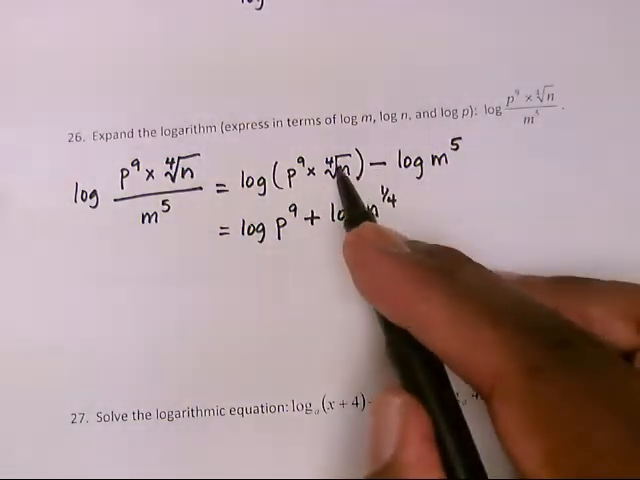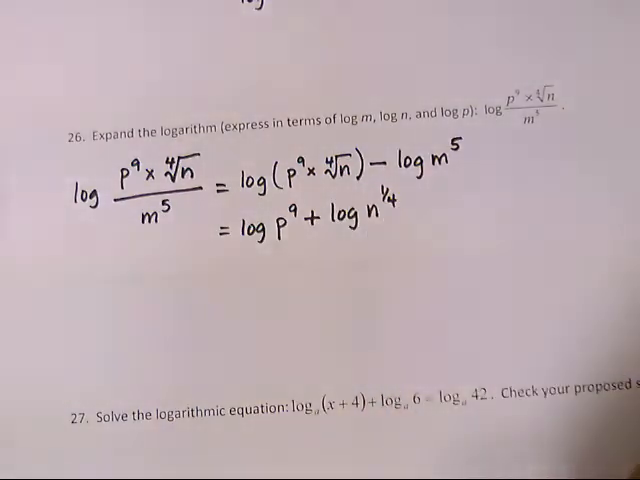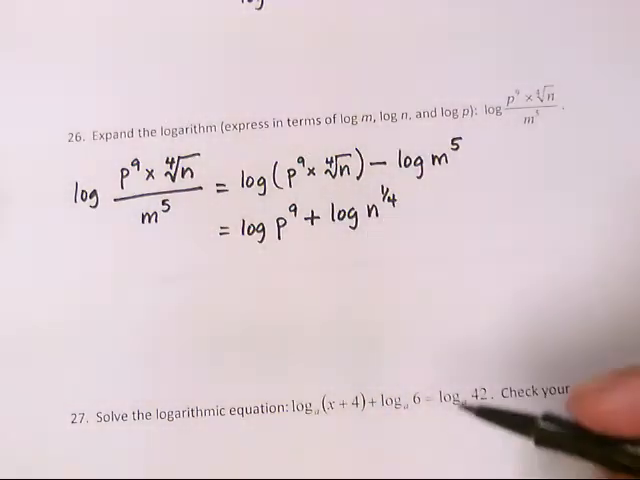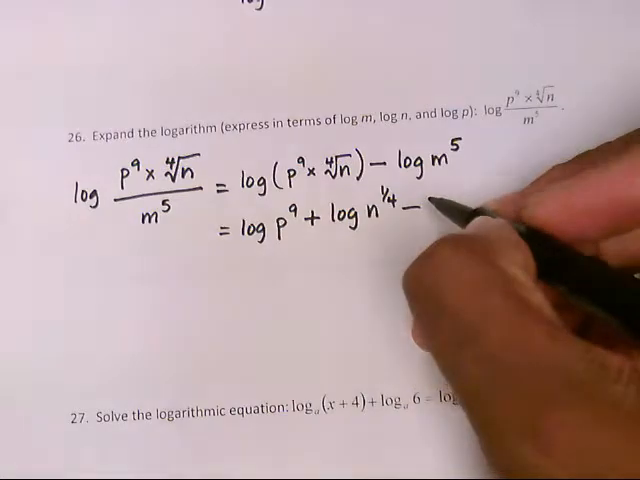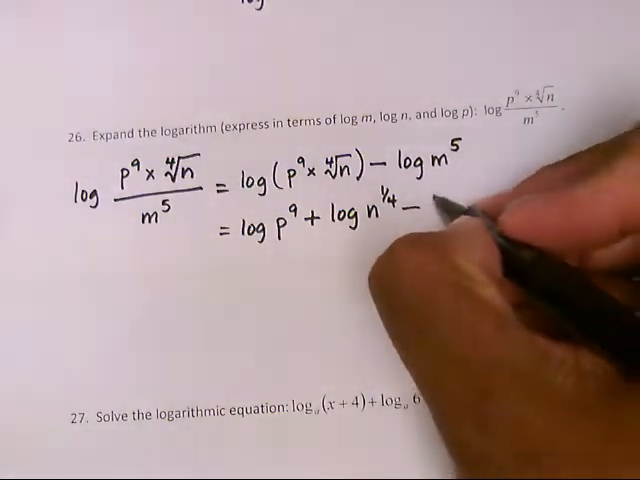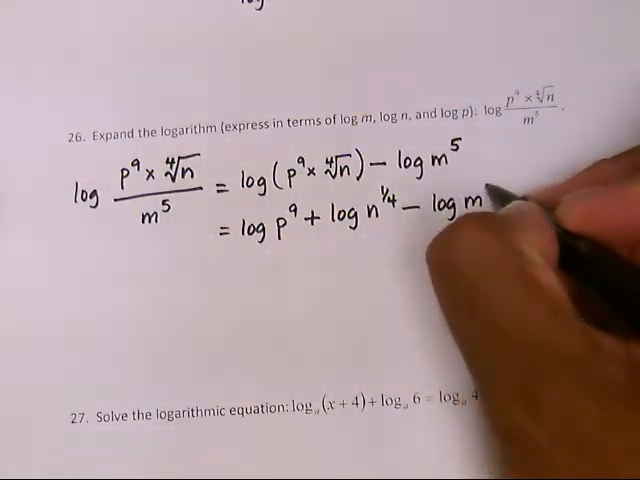Exponent of n is your numerator. This index is going to be your denominator. And then minus log of m to the 5th.